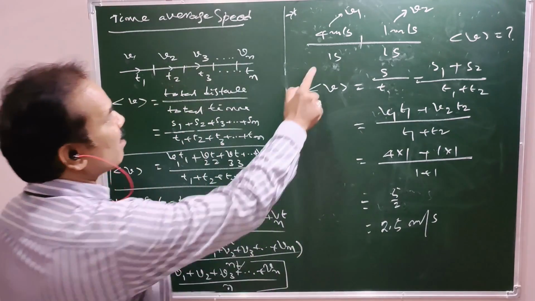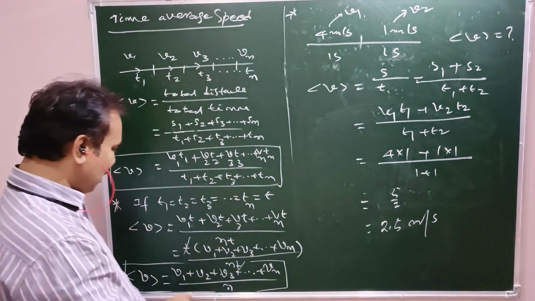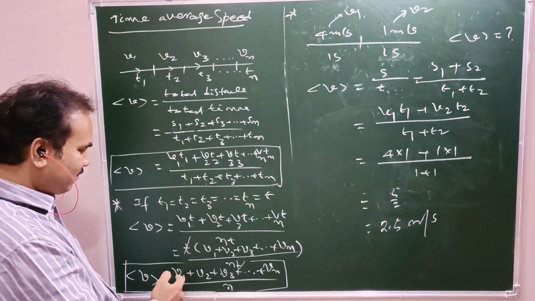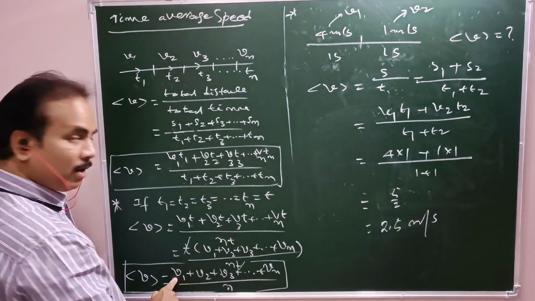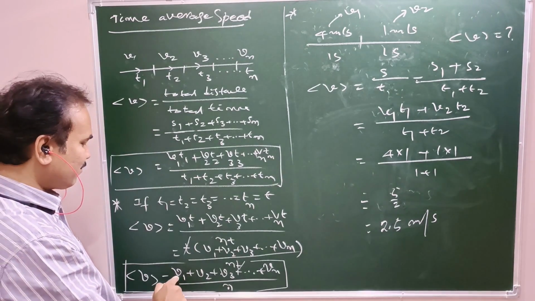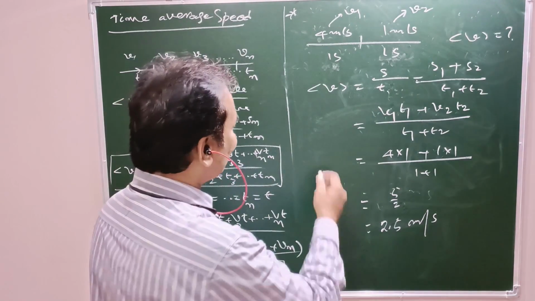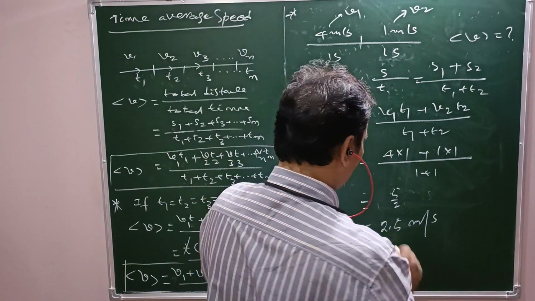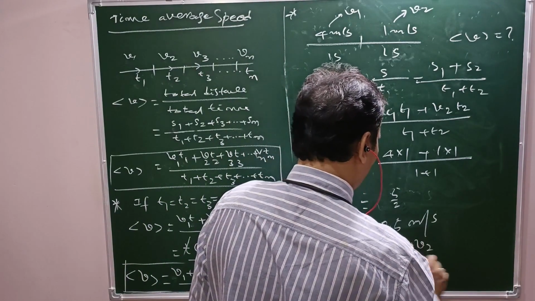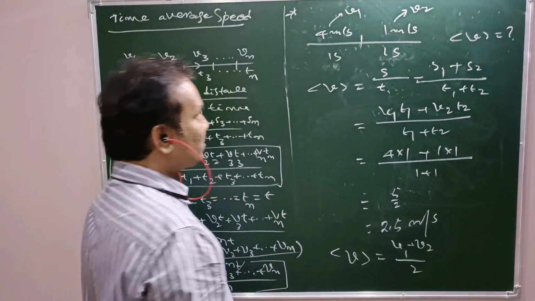Otherwise, in case of successive equal time intervals, we can have the arithmetic mean, that is V1 plus V2 by 2. As there are two segments here, we can have only two terms, that is V1 plus V2 by 2. So take that formula, otherwise V equal to V1 plus V2 by 2.